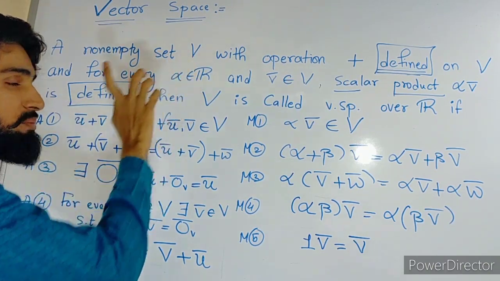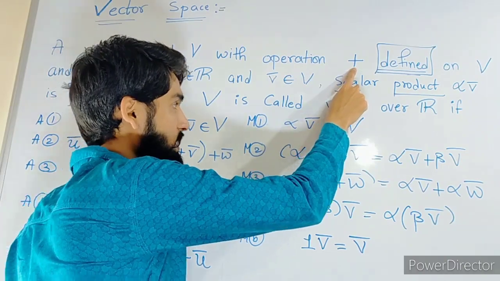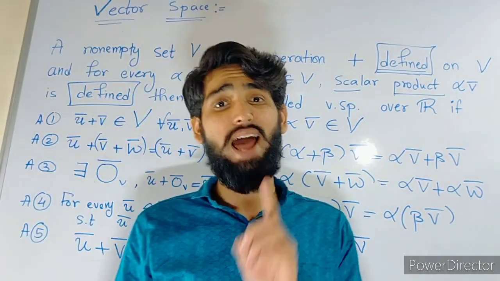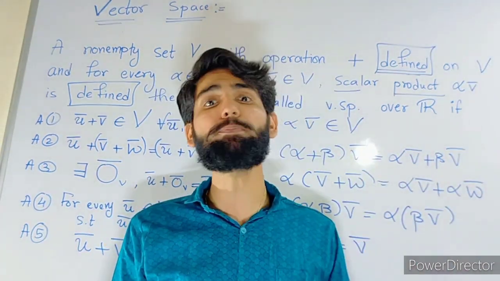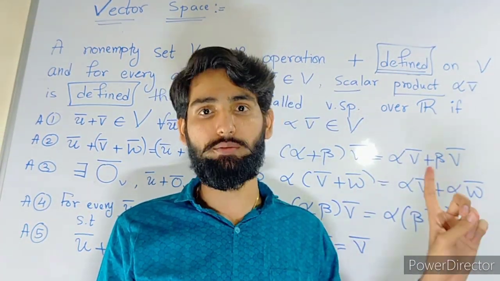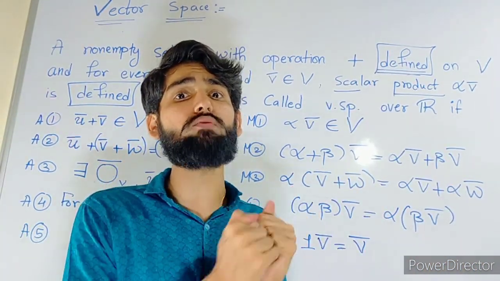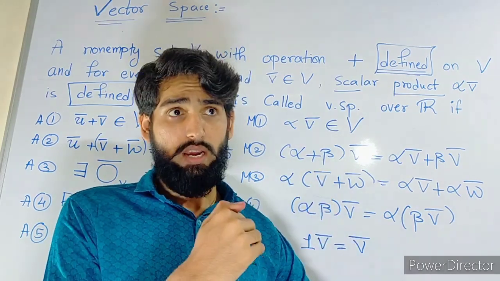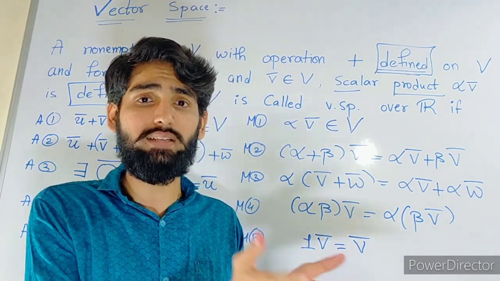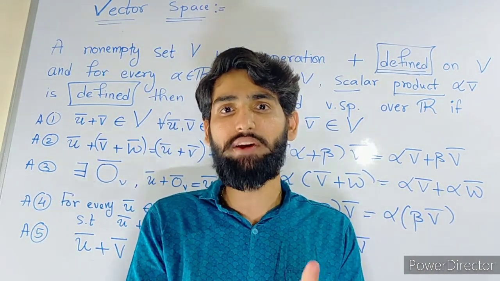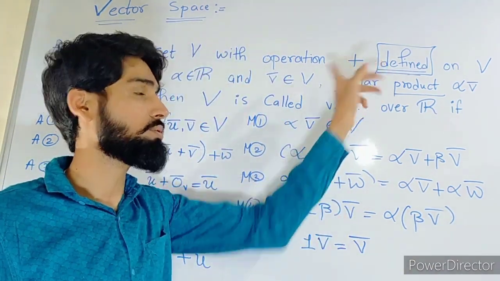If you are given a non-empty set V and you define the operation plus, over here I have used the word define. So this plus does not represent our usual addition. Whenever I say I am defining, it is up to me how I want to define this plus. For example, I might define 2 plus 3 is equal to 6. So what I am defining is that my plus is nothing but the product. So we have defined the operation plus.